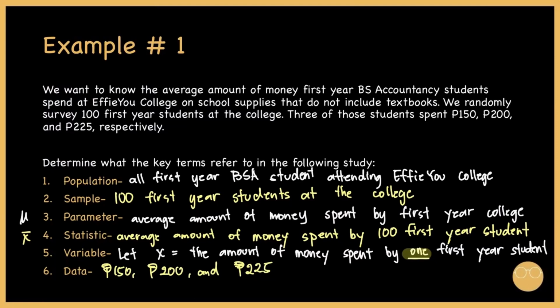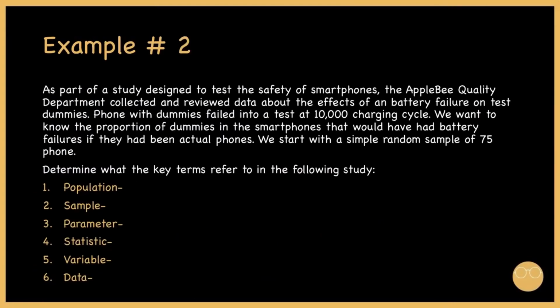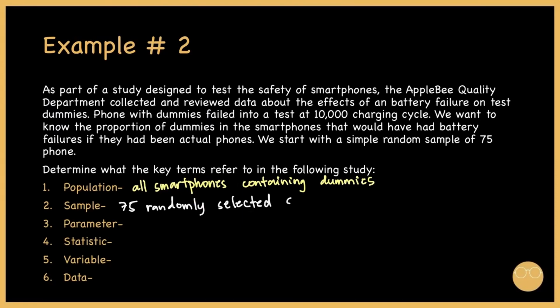Now let's go to example number 2. In this example, we will also determine the population, sample, parameter, statistic, variable, and data on the case above. For the population, we will include all the smartphones containing dummies and all of the smartphones that we have used for the testing. For the sample, we will get the 75 randomly selected smartphones.